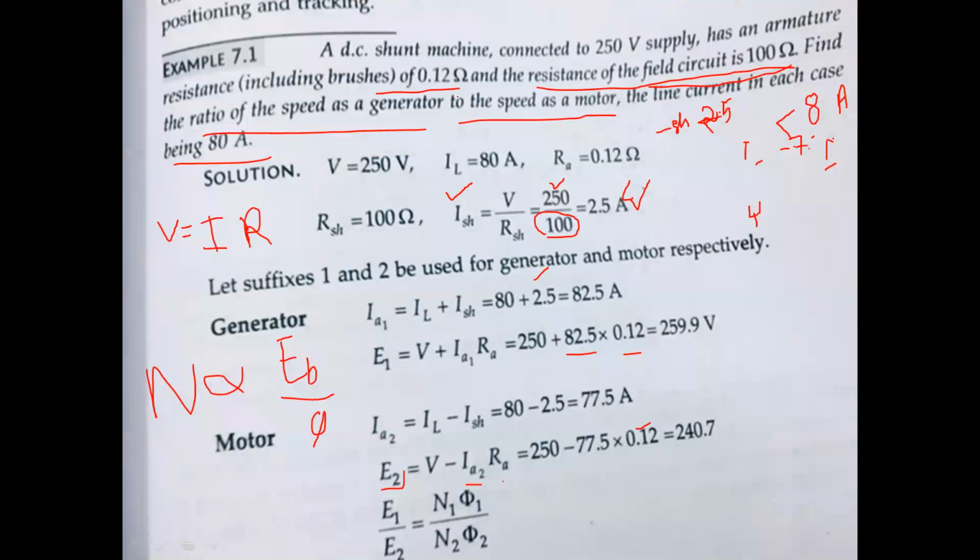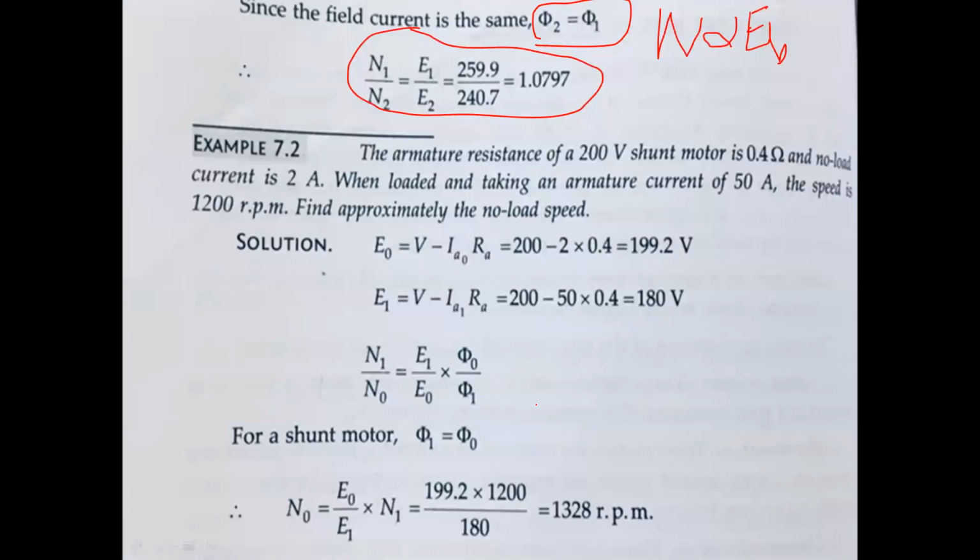We need to calculate the speed as a generator and the speed as a motor. So generator speed by motor speed is N1 by N2. This is the ratio of the speeds in the given problem. So this was problem number 1. Now the second problem.